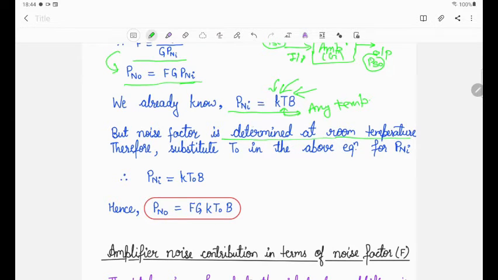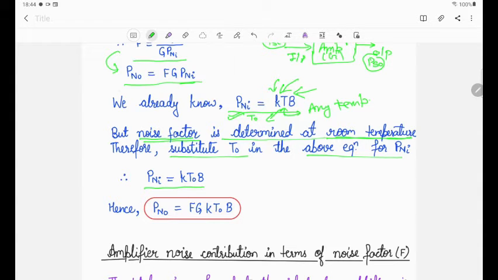In this PNI, T is actually at any temperature. But we know that this noise factor can be determined only at the room temperature. So for that purpose we substitute T naught in the place of T. In this equation we are replacing T with T naught, then we can calculate the noise factor at the room temperature. So PNI can be written here, PNI is equal to KT naught B.